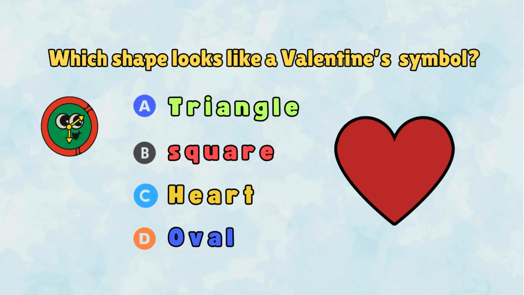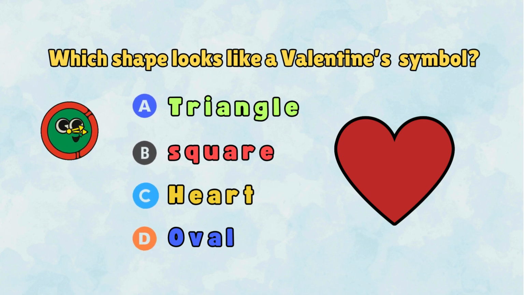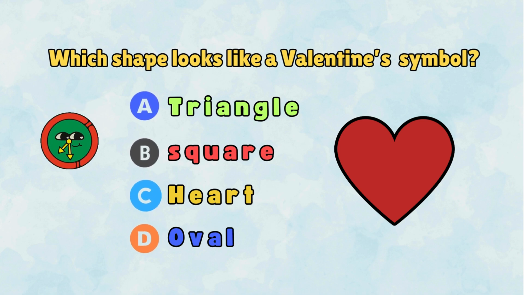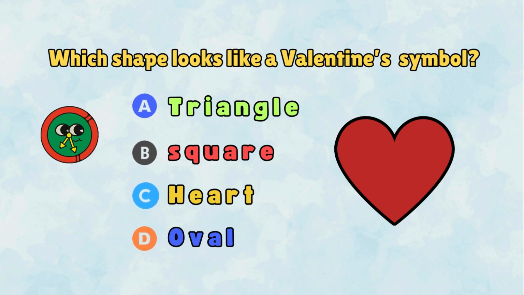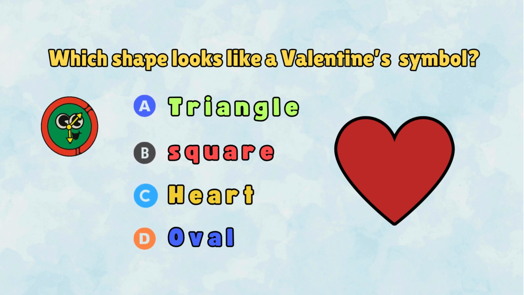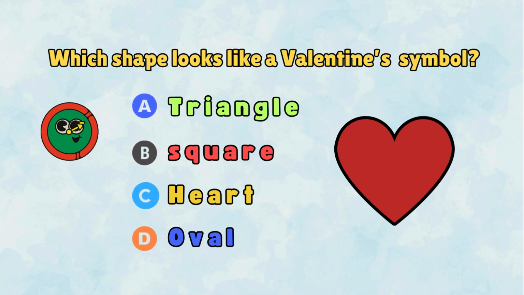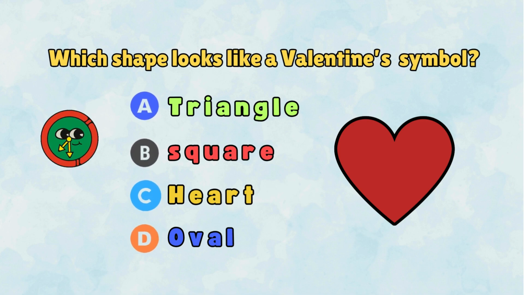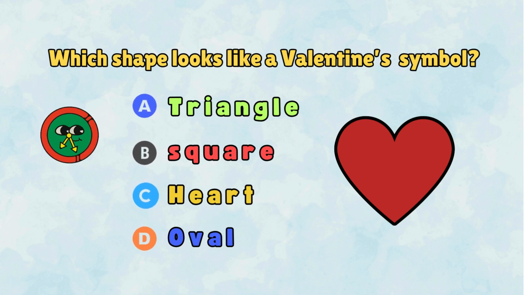Which shape looks like a Valentine symbol? A. Circle. B. Square. C. Triangle. D. Rectangle. C. Heart. A heart is a beautiful shape that means love and kindness. It has 2 round bumps on top and a pointy end at the bottom.